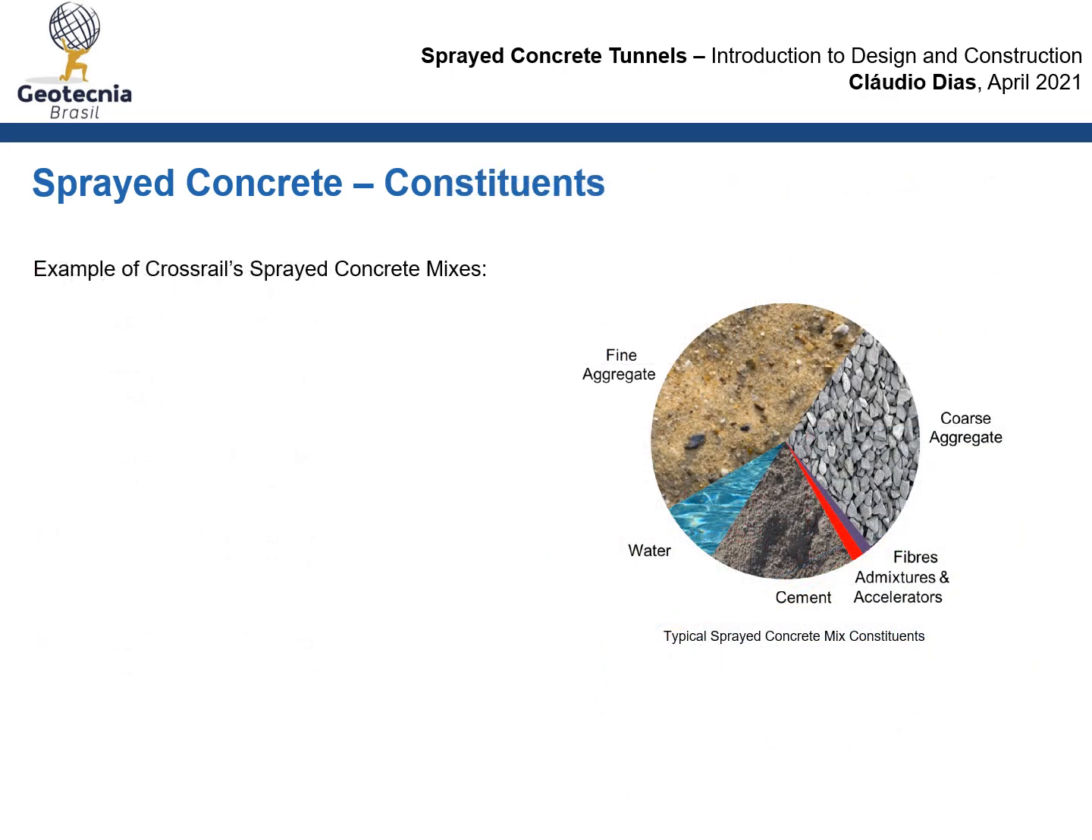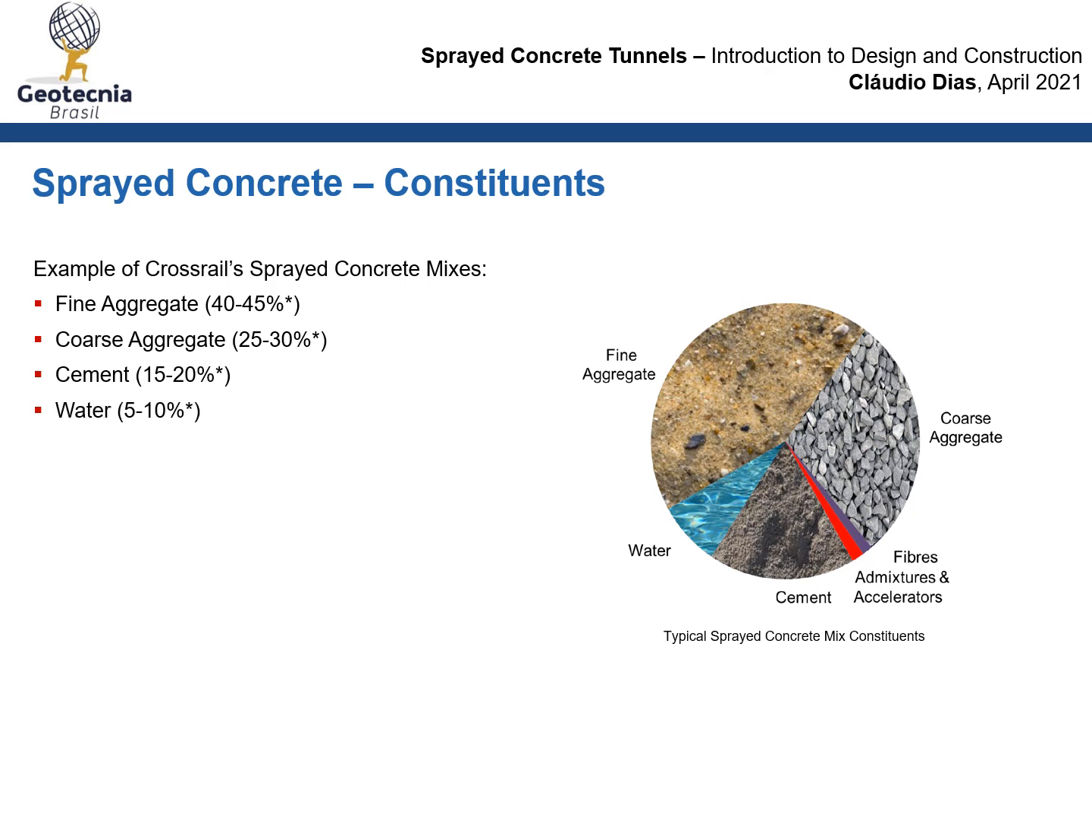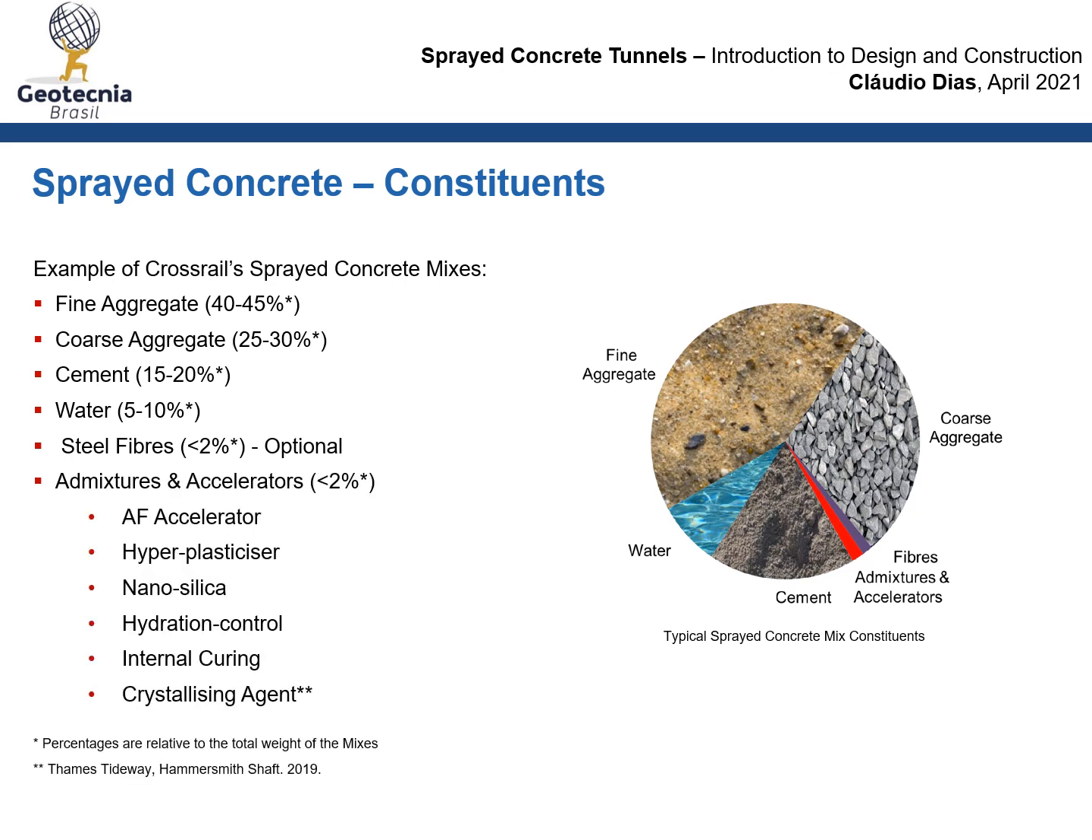In terms of the sprayed concrete mix, this image shows a representative distribution of its different constituents. Considering the Crossrail shotcrete mix, you can see that the fine aggregate is normally between 40 to 45% of the total weight. Coarse aggregate is between 25 to 30% and normally limited to 10 millimeters maximum particle size. Cement is between 15 to 20%, water between 5 to 10%, steel fibers less than 2%, and then the admixtures and accelerators also less than 2%.